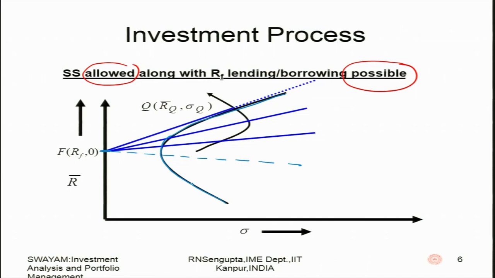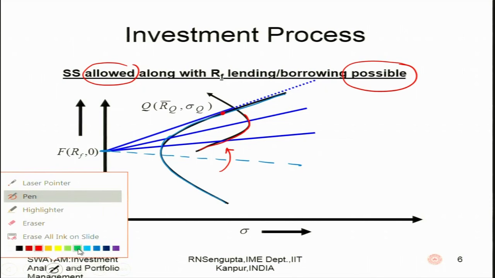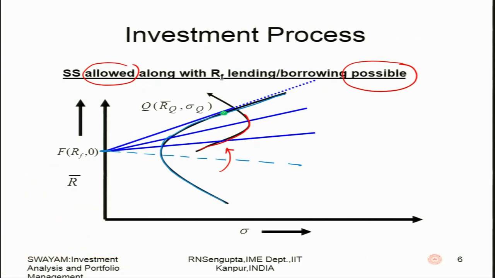So I start turning it counterclockwise. Let me draw the counterclockwise concept in red. It moves like this. The moment it hits the boundary of that curve, where it is tangent, and I will use a different color, the green one, that point Q is basically the best combination of n risky assets. The line joining F to Q, which is a straight line now, I am marking in green to differentiate it. At point Q you invest all your money in these n risky assets.